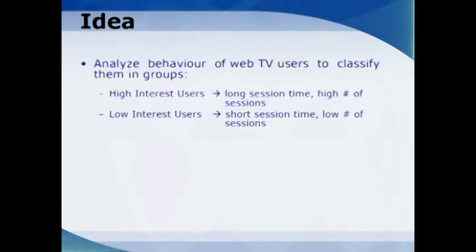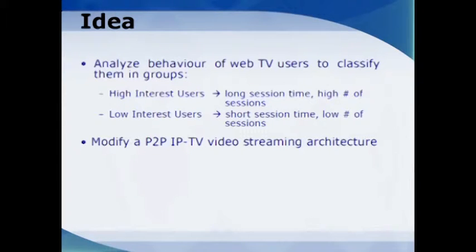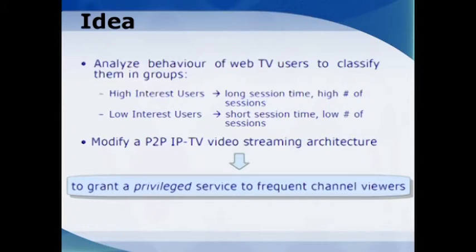So my idea is to analyze the behavior of web TV users in order to classify them in two groups: high-interest users and low-interest users. Then, accordingly, modify the peer-to-peer architecture of the IPTV platform to grant privileged service to frequent channel viewers. When I say privileged service, I mean high quality, low startup delay, and low playback delay.